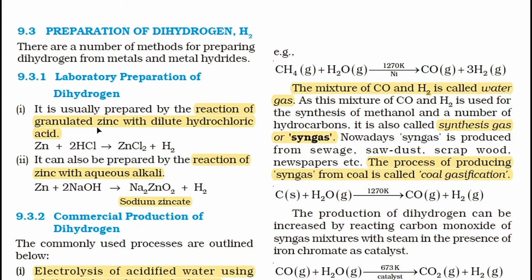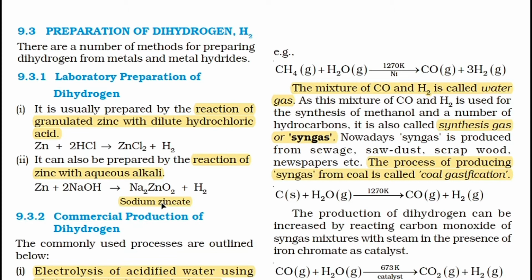The reaction is Zn plus 2HCl gives ZnCl2 with the liberation of H2 gas. It can also be prepared by a reaction of zinc with aqueous alkali, and zinc with NaOH in the ratio 1:2 gives Na2ZnO2 and liberates H2. And this compound of zinc is named as sodium zincate. Na2ZnO2 is called sodium zincate.